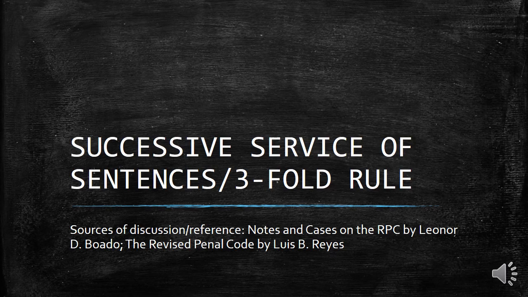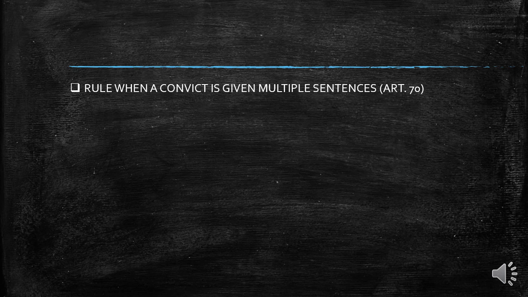Good day everyone. Today we will discuss successive service of sentences and the threefold rule. Now, what is the rule when a convict is given multiple sentences?